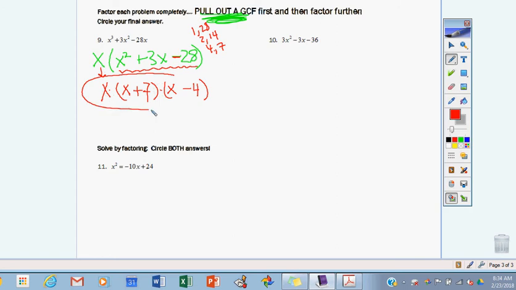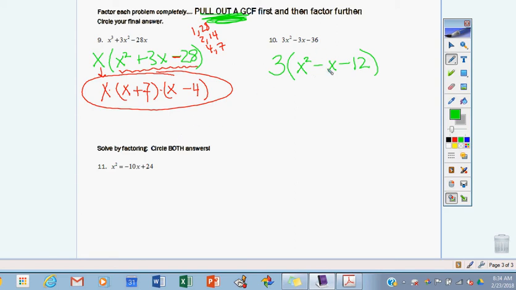So we have 3 factors here. We have a GCF and then 2 binomial factors for this problem. Okay, likewise, except for now, all we can take out is a number 3. So 3, and then you got x squared minus x minus 12.